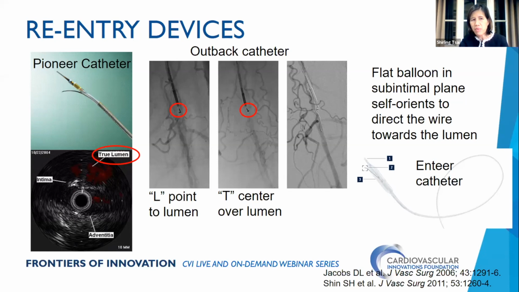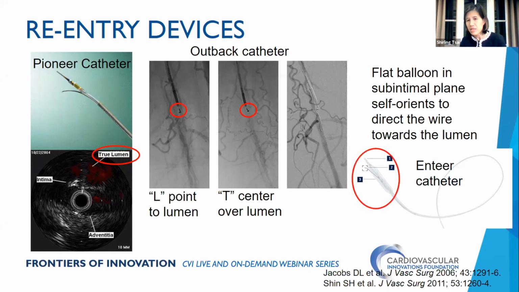The downside of the Pioneer and Outback catheters is that they're relatively bulky, so it can be difficult sometimes to track this over a tortuous bifurcation, and it can be difficult to track this through a calcified artery. The other downside is that it's so bulky, you end up with a pretty significant space in the subintimal plane when you use these reentry catheters.